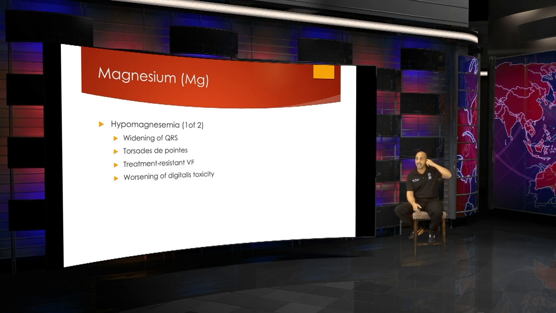What happens to the cell? What happens with the cell in torsades or polymorphic VTAC is the cell membrane becomes unstable. So there's no more regulation. There's no more who's coming in and out. People are just doing their own thing and things get crazy. And that's when we see torsades.